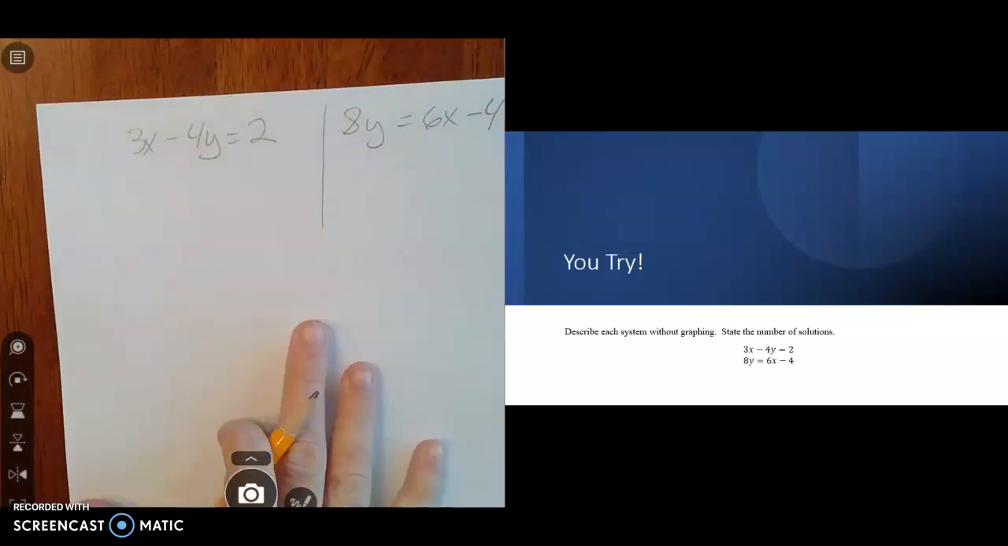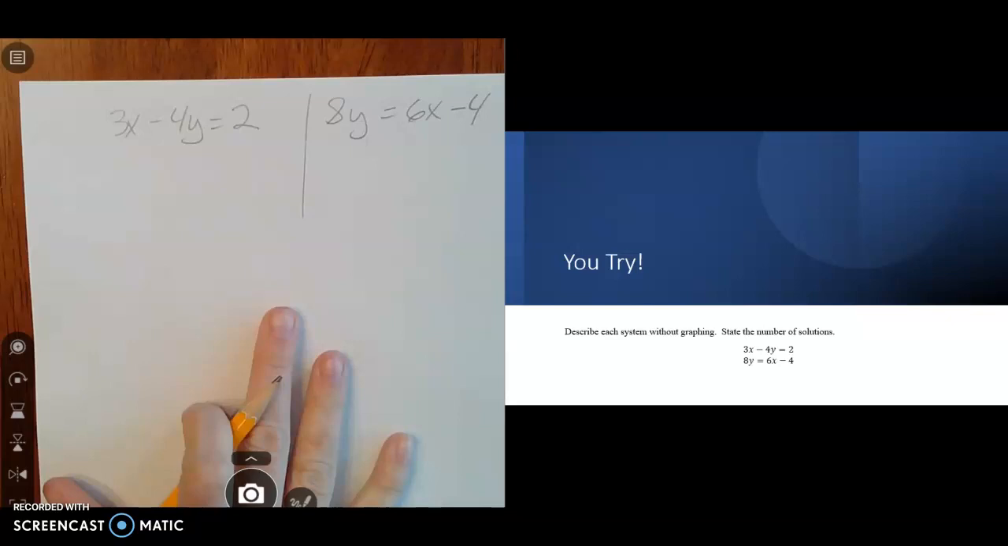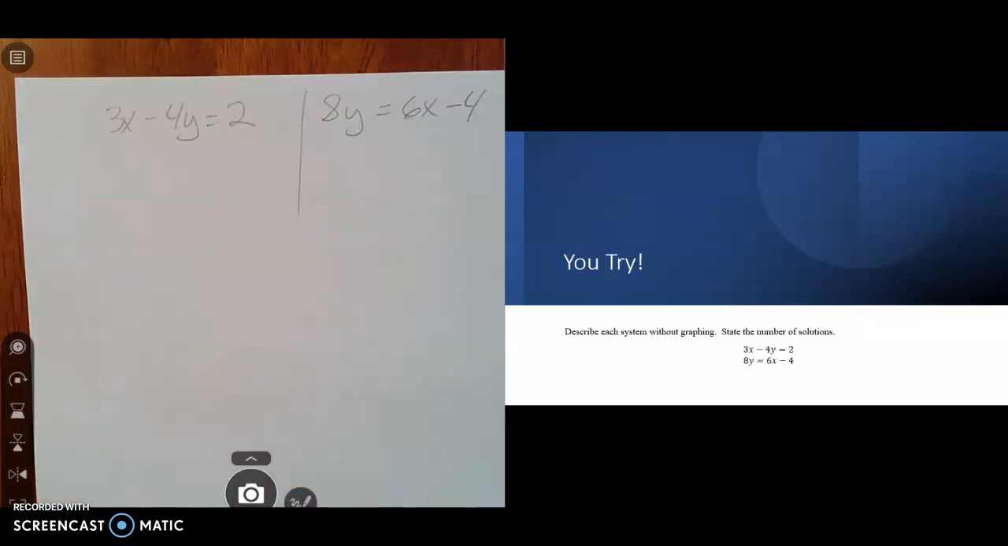So what I would recommend doing is just getting them into slope-intercept form. Then you can see what the slopes are. You can see if they're the same equation or different equations. And it's a lot easier to compare from there.